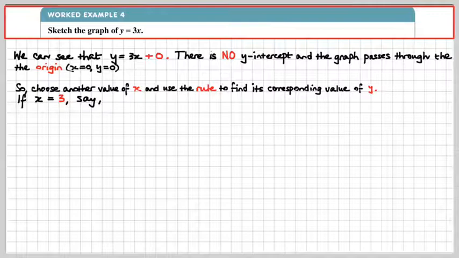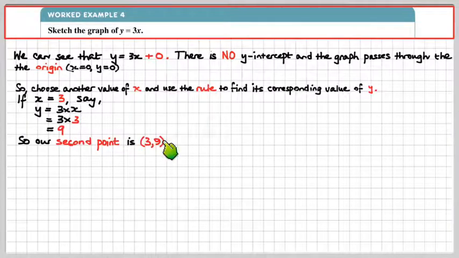So if x was 3, I've just picked 3 at random, guys, no particular reason. It was a little bit distant from when x is 0, just to get me a little bit of space on the graph so I can sort of more accurately sketch the line. That's the only reason I chose 3. So if we chose 3, therefore y would be 3 times x, which is 3 times 3. That's the rule, 3 times x. 3 times 3 is 9, so y would be 9 when x is 3. So there's our point. There's our second point.